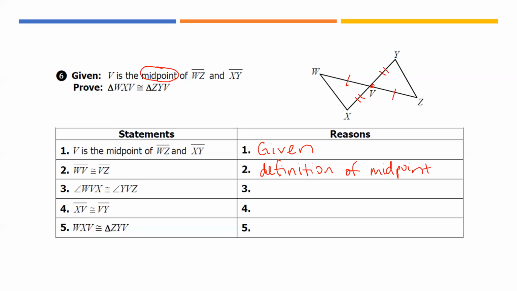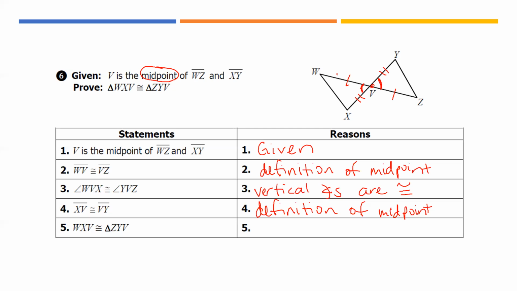And I'm going to skip 3 for a second. It says XV is congruent to VY. That's the other definition of midpoint. Since it was the midpoint of two segments, we can probably assume we'll use that definition twice. Number 3 says angle WVX. WVX, well, that's right here. It's congruent to angle YVZ. That's right here. Why would those angles be congruent? They're vertical angles. Vertical angles are congruent.